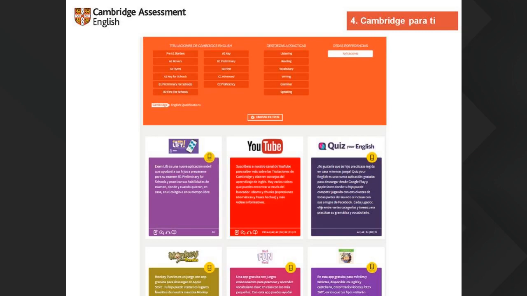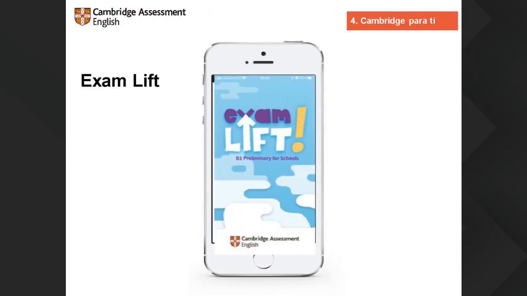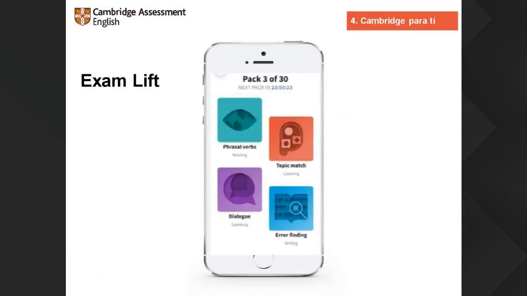What else do we have, Victoria? Oh, lastly, this came out very recently. It's proving very popular. It's our new app with preparation for B1 Preliminary for Schools. It gives you the opportunity to practice the different skills, and there are different packs that unlock as you complete the previous ones. Here you can see phrasal verbs, everyone's favorite, some listening exercises, speaking and writing. So it covers all 4 skills, plenty of material within.